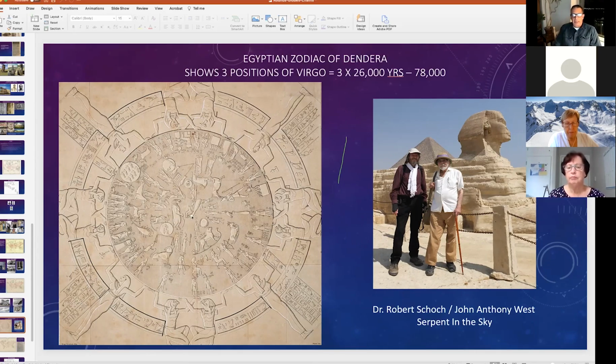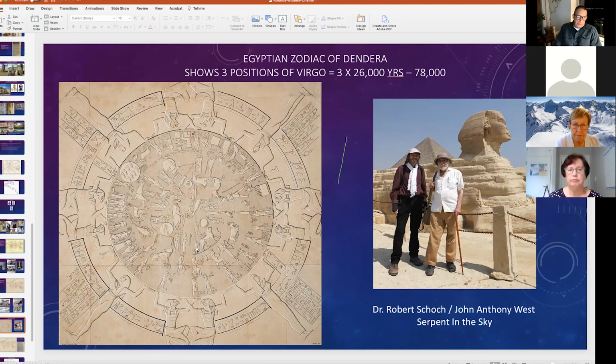If you know how to read this thing, this is the zodiac of Dendera. You'll see that there's three positions of Virgo showing that this particular zodiac illustrates, and you'll see this is Leo and this is a Leo. And so there's a couple of different versions of the zodiac in concentric rings.